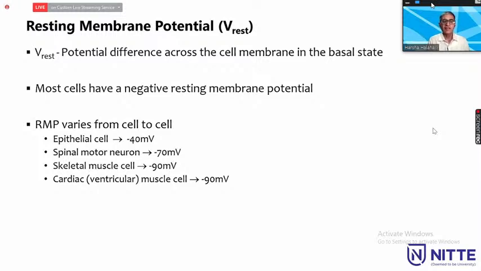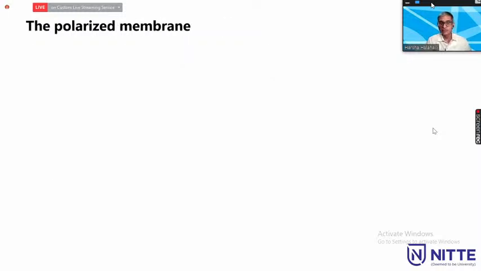Different cells have different resting membrane potentials, but they're all negative. Epithelial cells, for example, have a minus 40 millivolt difference. Neuronal cells vary between minus 70 millivolts to minus 90 millivolts. Minus means the interior is negative with respect to the outside. Cardiac cells and muscle cells also have about minus 90 millivolts of difference. So the membrane is polarized.